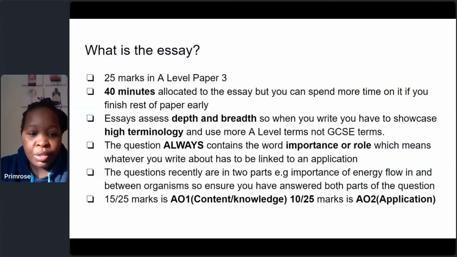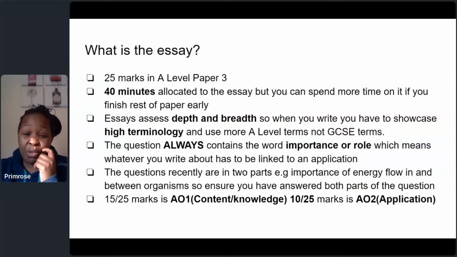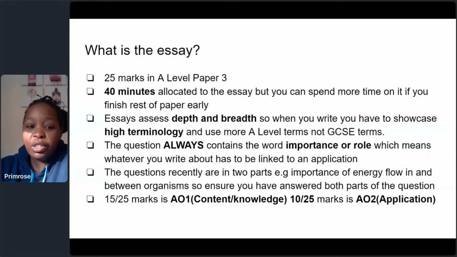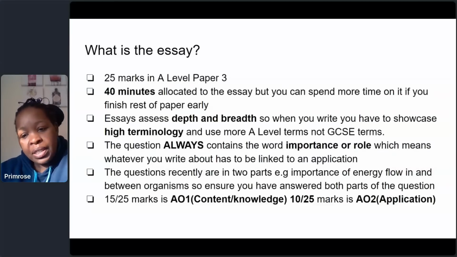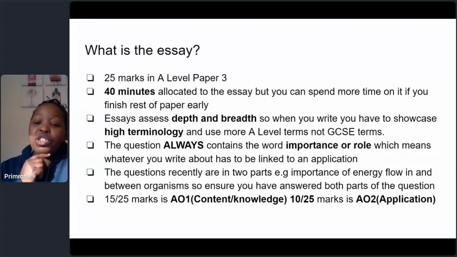So yes, you can get 11 to 15 if you just included AO1, but ideally there should be some links to application if you want to secure the top band. So if you want to secure 15, you should include some application. What all the examiner reports are saying is that students are writing a lot of content and knowledge, but very little application. So if you want a high mark in the essay, make sure you include the application as well.